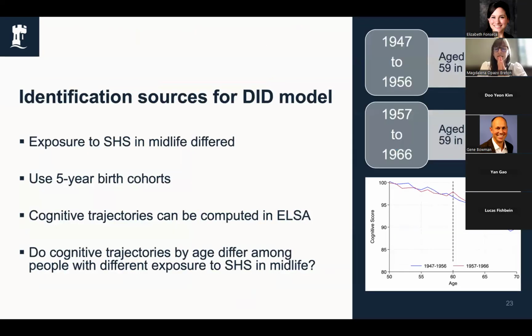So to identify an effect in this case, I will use the differential in exposure during midlife to secondhand smoke. I will study those birth cohorts that were exposed to higher levels of secondhand smoke because there was no policy in place, and compare them to birth cohorts that were exposed to lower levels of secondhand smoke because they were exposed to the policy, and study if their cognitive trajectories differed after the age of 60. In the end, the question I want to answer is, do cognitive trajectories by age differ among people with different exposure to secondhand smoke in midlife?